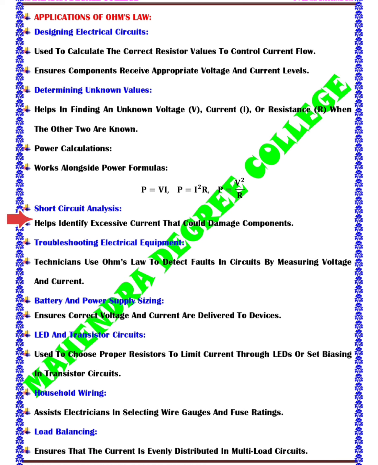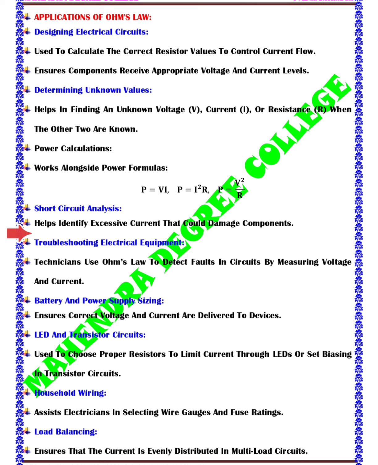Helps identify excessive current that could damage components. It means Ohm's law V equals IR can be applied to short circuit analysis, even though the resistance in a short circuit is very low. A short circuit is essentially a path of very low resistance, often considered close to zero, and Ohm's law can be used to analyze the current and voltage in such situations.